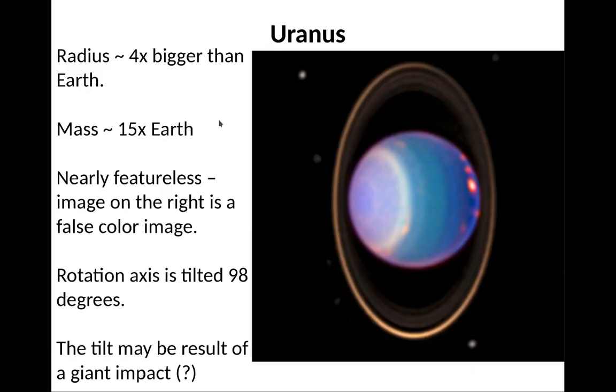Right. The next Jovian planet is Uranus. Its radius is 4 times bigger than the Earth. Its mass is 15 times the Earth. It's nearly featureless. Right. The image on the right is a false color image. Right. Made from taking many different wavelengths of light, ultraviolet through the infrared, and combining them together. The rotation axis of Uranus is tilted 98 degrees, so it's nearly pointing toward the sun. And so this tilt might result from a giant impact, though that's not entirely clear.